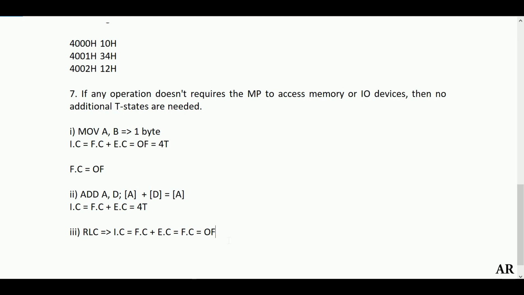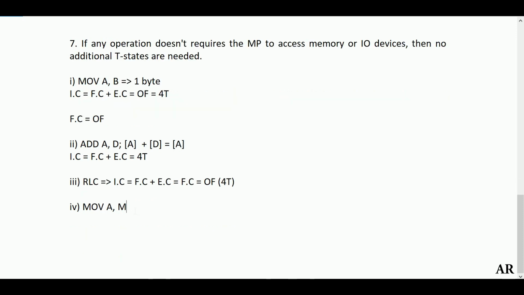So this will again take 4 T states. Let me move to the next example. Move A comma M, you know, M is a memory element. If you try to recollect, M is equivalent to HL, so it is the content of the HL pair. Here the HL pair will be providing an address. Now the content stored at that address has to be loaded into your accumulator register.